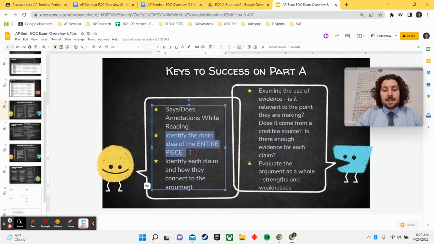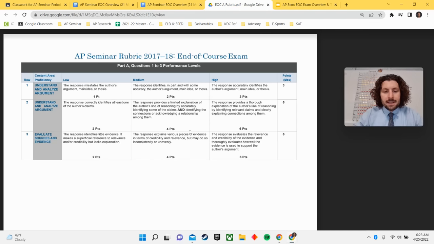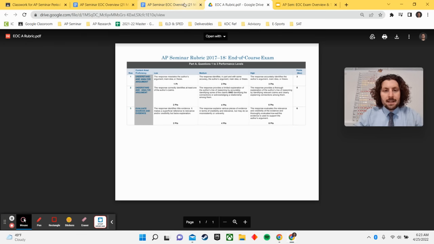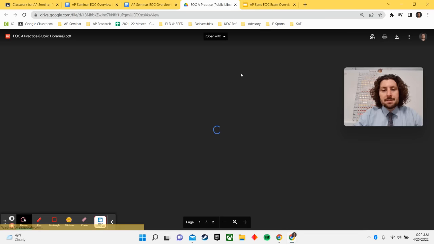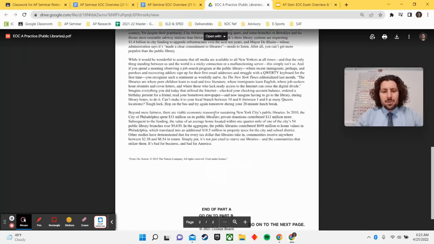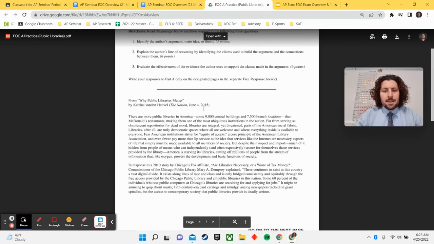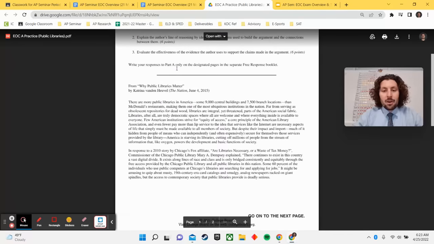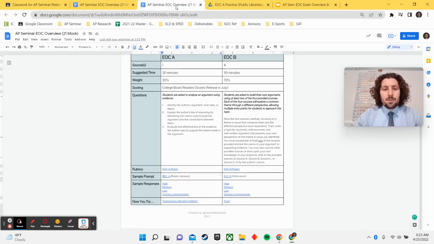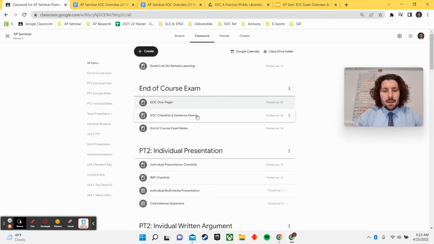Once you've read through the entire piece, there's a sample linked in here if you would like to take a look at it. EOCA, this one is about public libraries. You can see it's relatively short. It's about a page and a half, but you're trying to identify the main idea of the entire article, not the first paragraph, but the entire article. That is for question 1 there.